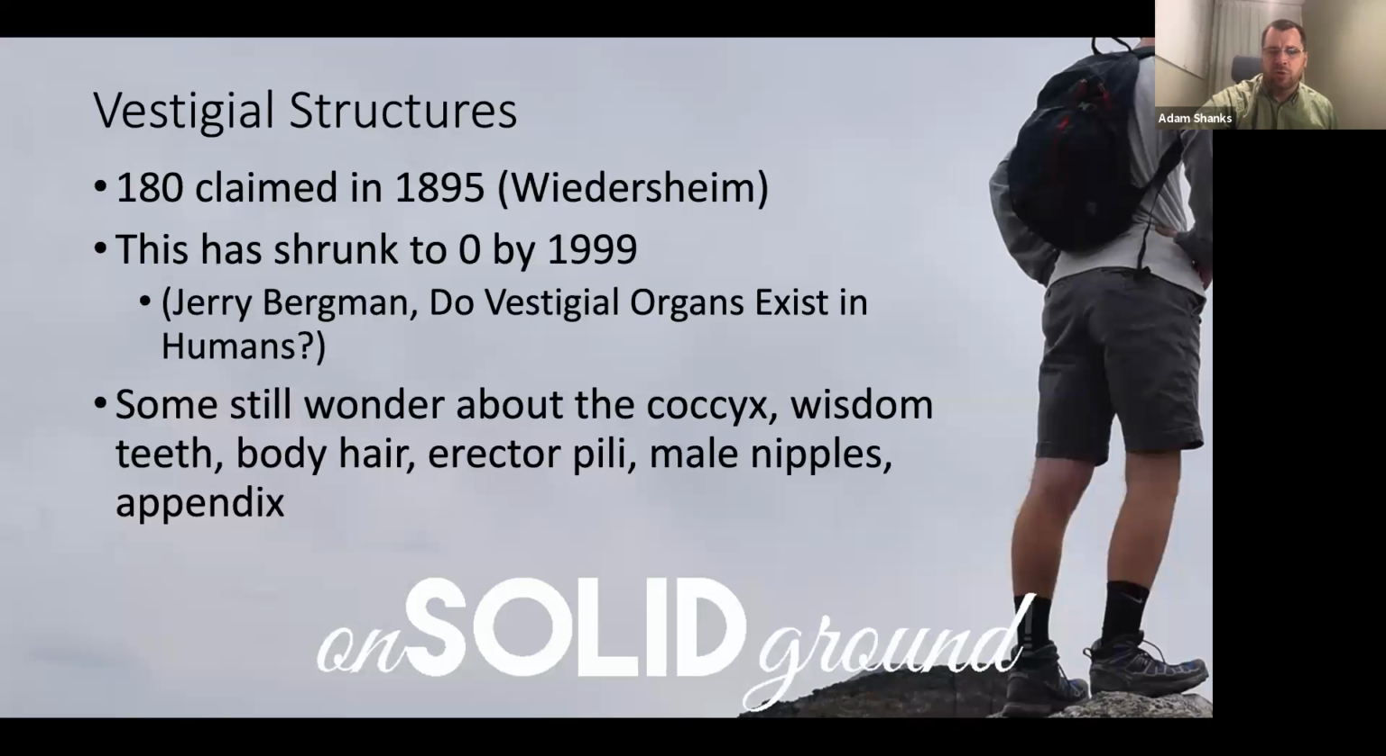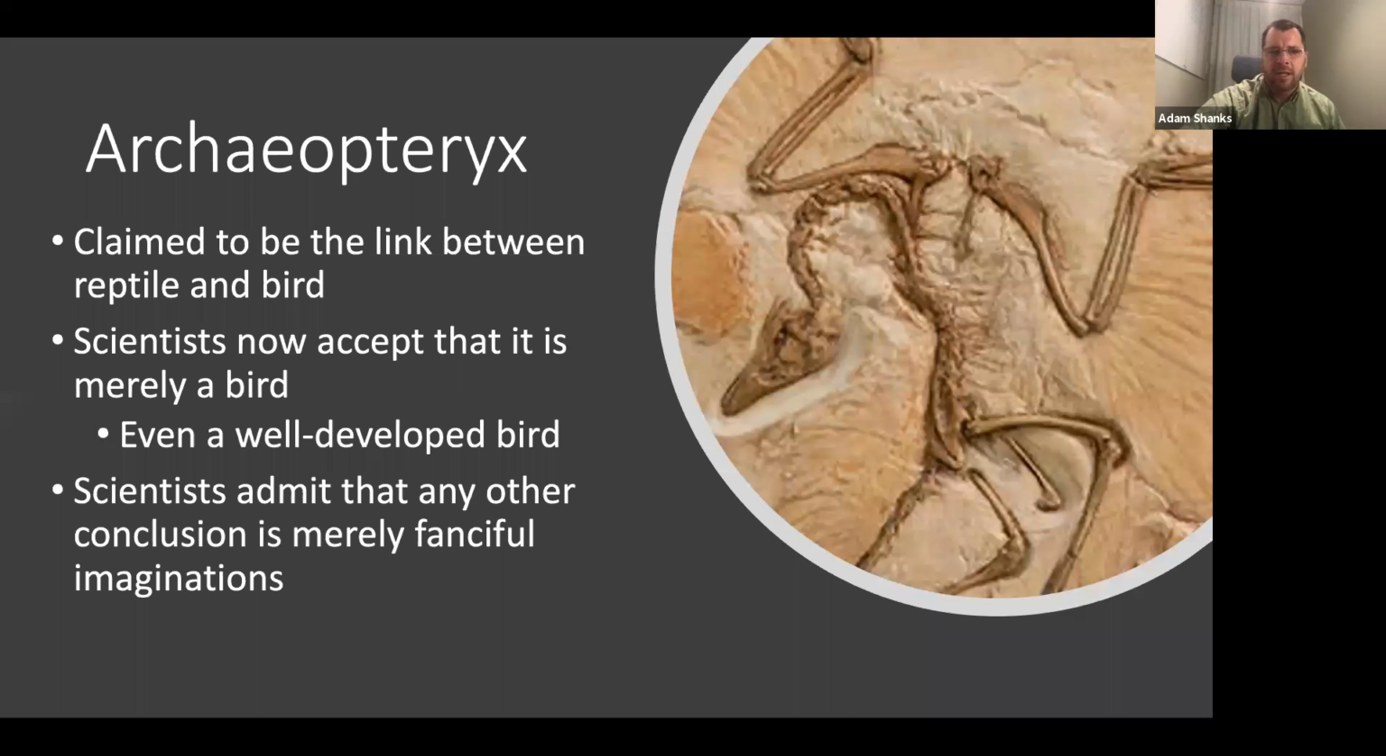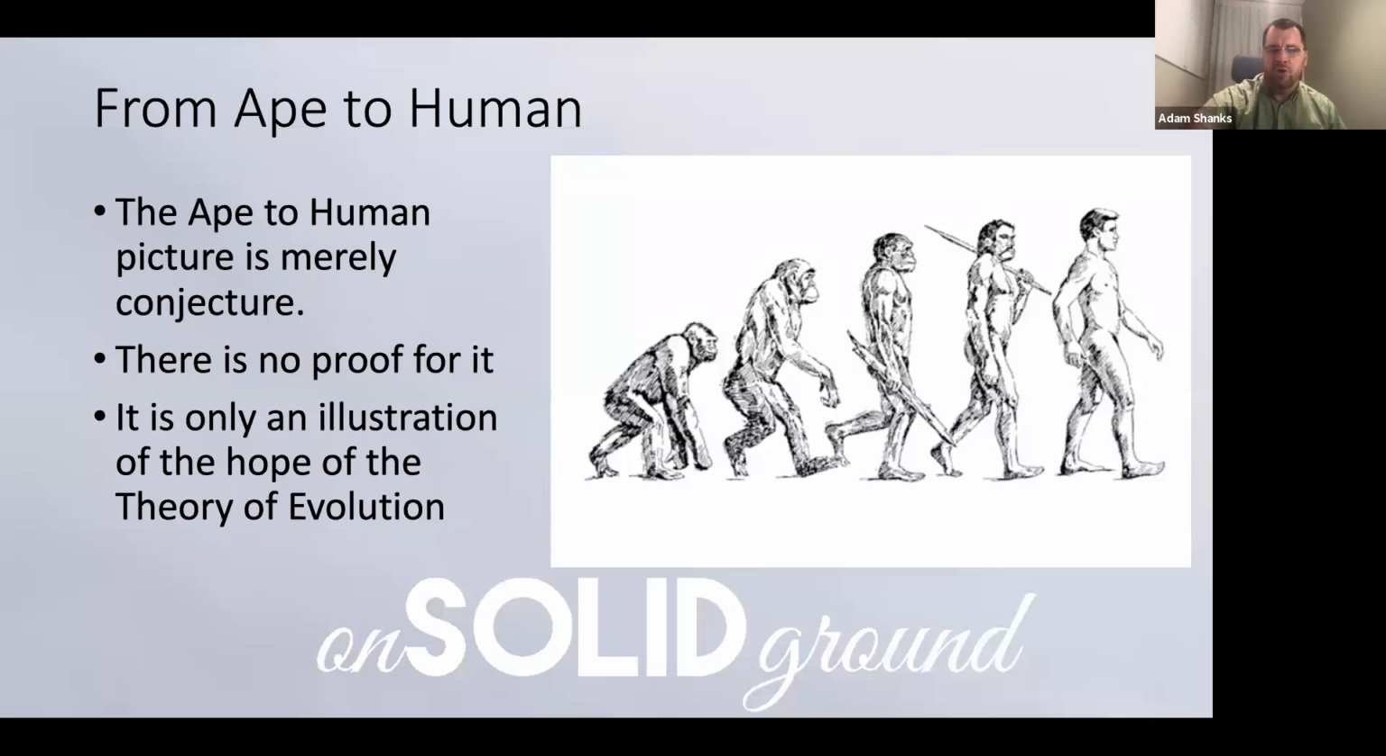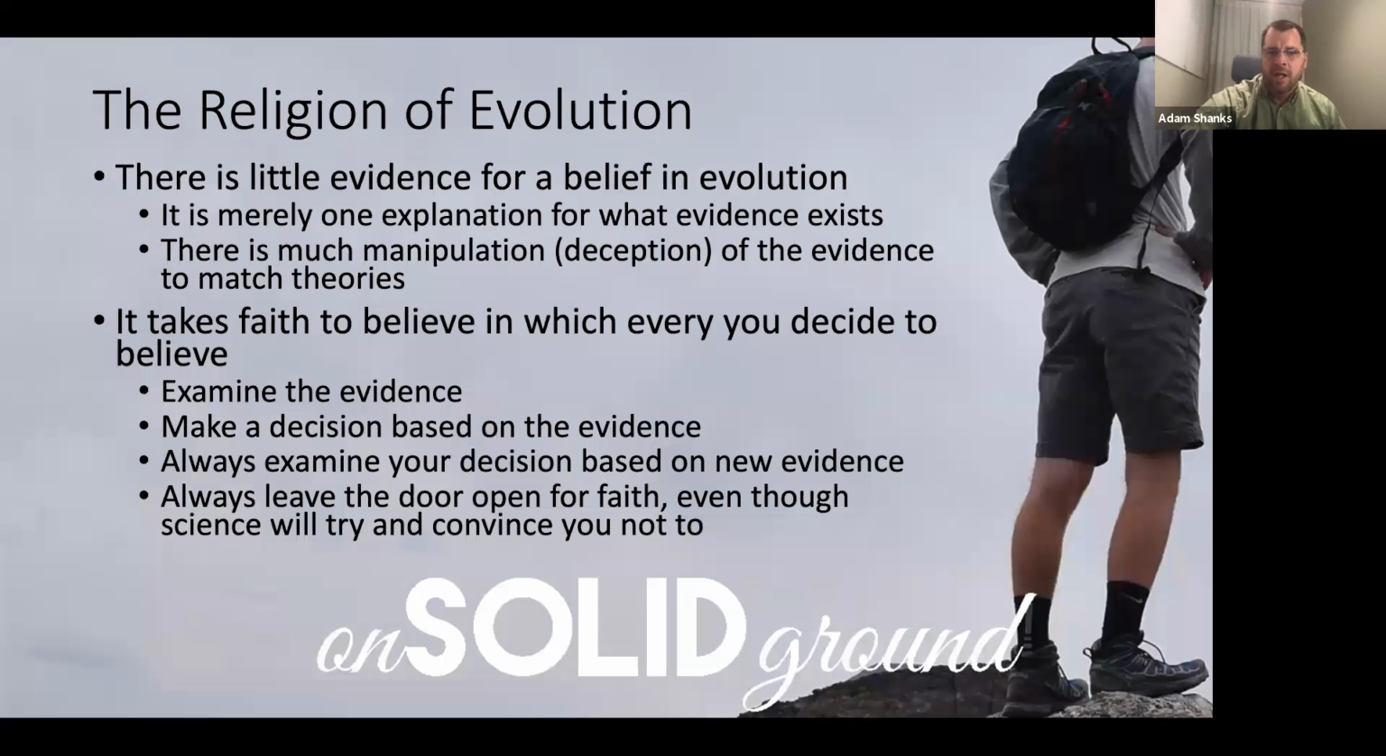Vestigial structures: some people have tried to say, well, if there was a creator, then there wouldn't be any wasted parts in the human body. Well, we're finding out there's not. There's the link between reptile and birds that now they're admitting is just a well-developed bird from back in the early days. The ape to human chart, which again proves nothing. And ultimately what you come back to is evolution is not based off of evidence.